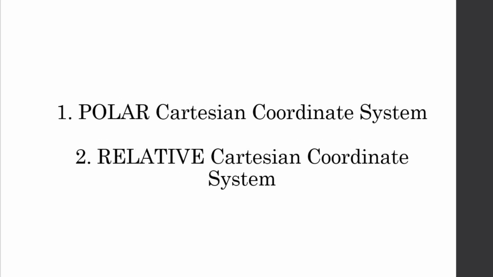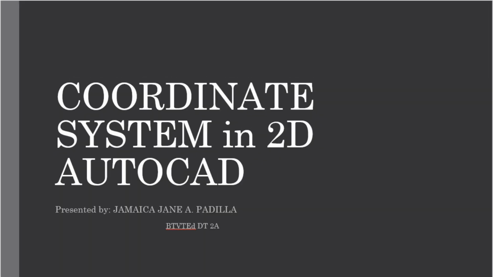The Cartesian coordinate system was divided into two categories, which are the polar and the relative Cartesian coordinate system. Were you curious about the categories? Before we discuss them, let us first open our AutoCAD software.